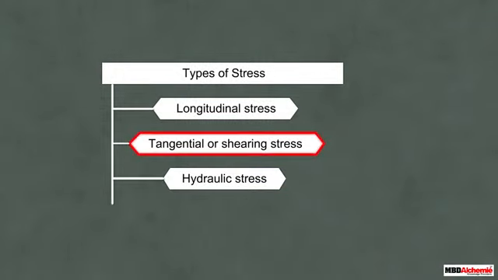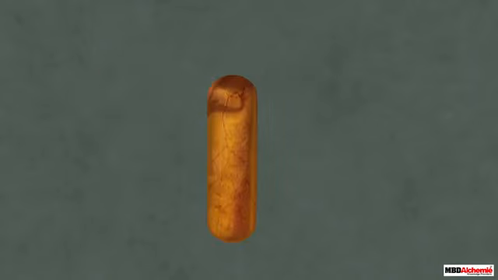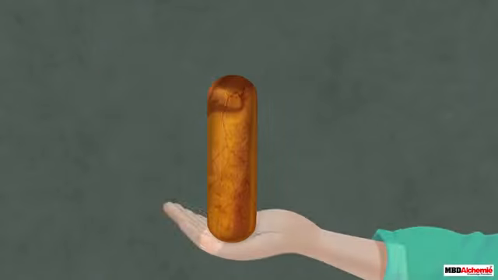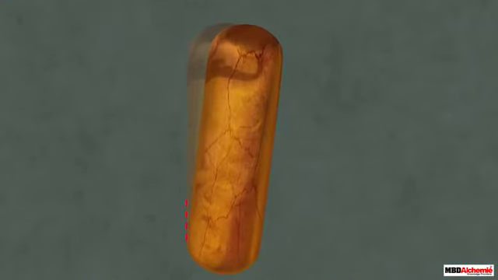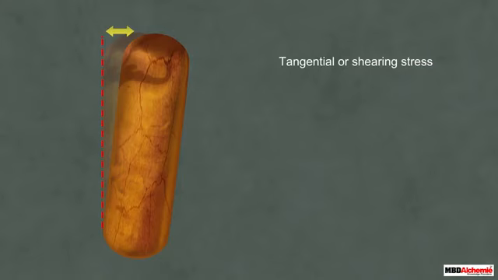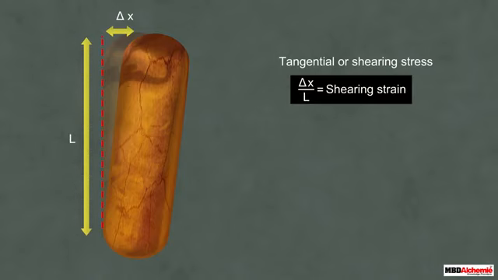Let us now understand what is tangential or shearing stress by performing a small activity. Once again, take the clay cylinder and apply force using your hands on both the faces of the cylinder in opposite directions. But this time, the force should be parallel to the cross-sectional area. You'll observe that there is a relative displacement between the two faces of the cylinder. The stress developed in this case is known as tangential or shearing stress. The ratio of the relative displacement delta x to the length of the cylinder is known as shearing strain.